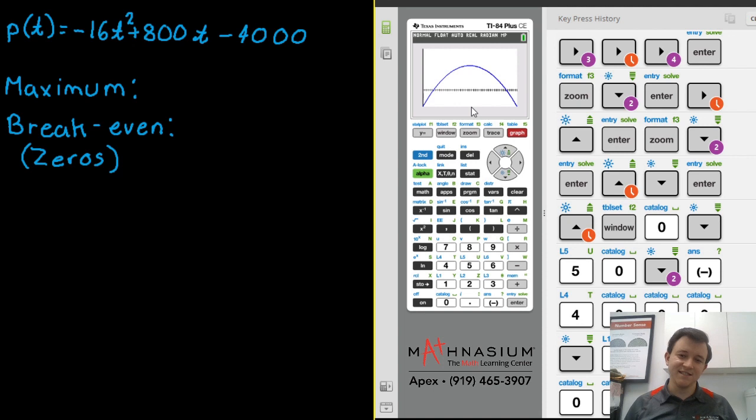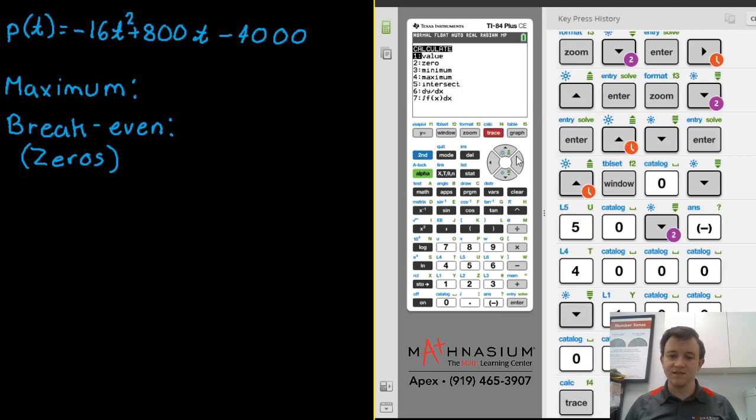That's all that we're going to need today. But now we can go about finding it. So to find it, you're going to click second, and then calc, this blue calc here, or the trace button. And it will come up with calculate, and it will give you 7 options.